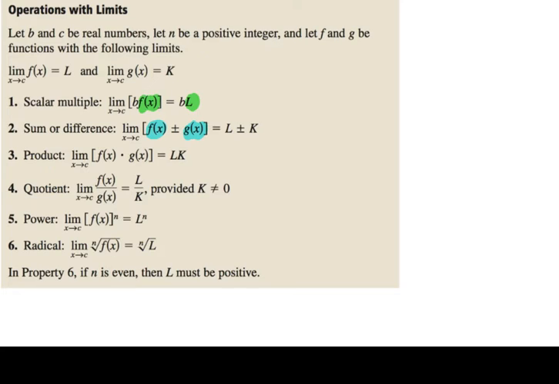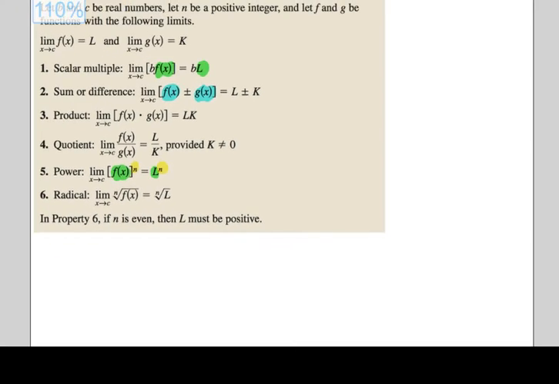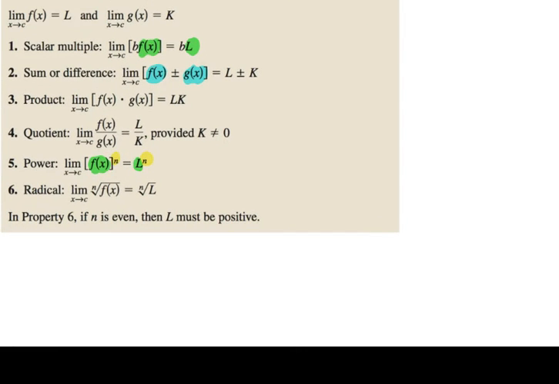And then the limit as x approaches c of a function raised to the nth power is the same thing as that limit raised to the nth power. So again, they're looking for the limit of f of x as x approaches c, and if that is raised to the nth power, then your limit will also be raised to the nth power. And the same is true with the roots as well in number 6. Best thing to do is maybe get some practice with this. So let's do that.